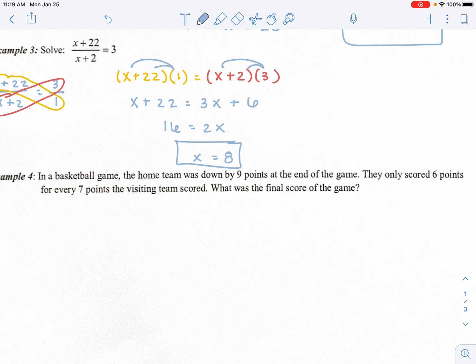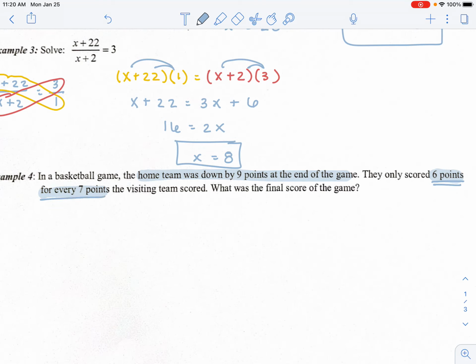All right, here's our word problem. From the word problem, we're going to figure out what ratios they provide to us and then create a proportion, cross multiply, and solve. It says in a basketball game, the home team was down by 9 points at the end of the game. So clearly the home team lost. They only scored 6 points for every 7 points the visiting team scored. What was the final score of the game?